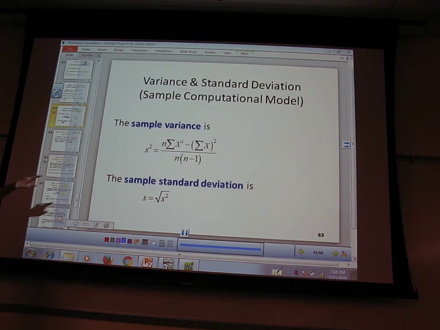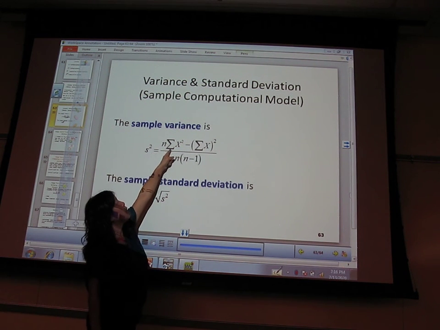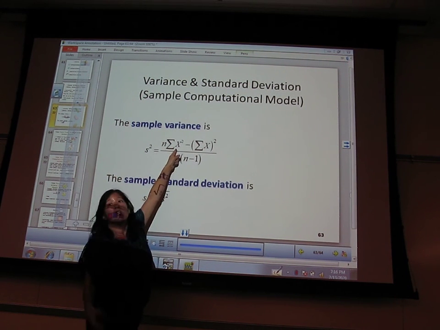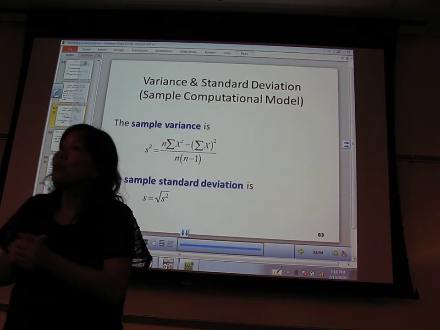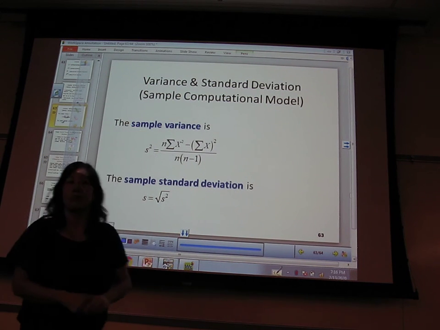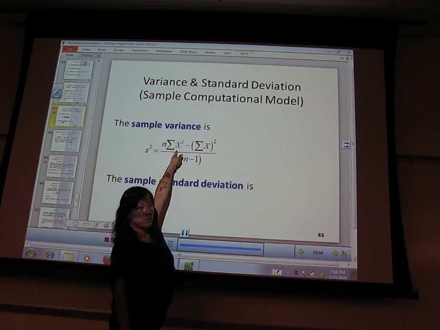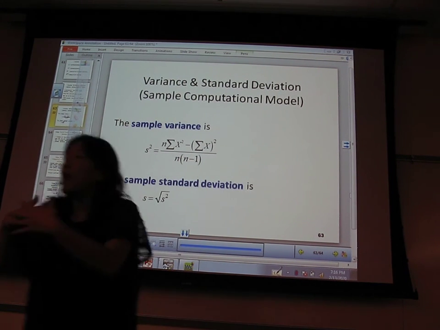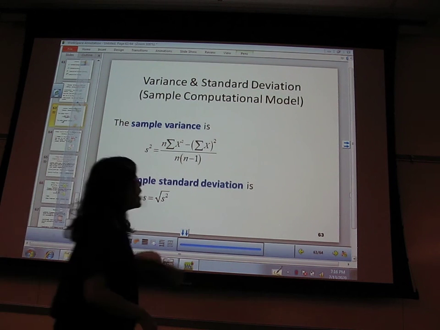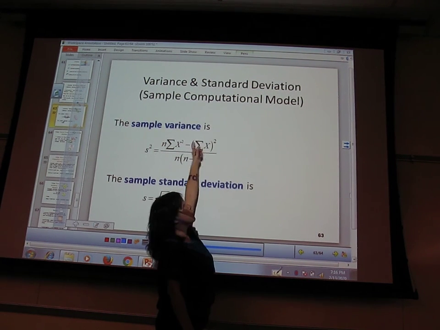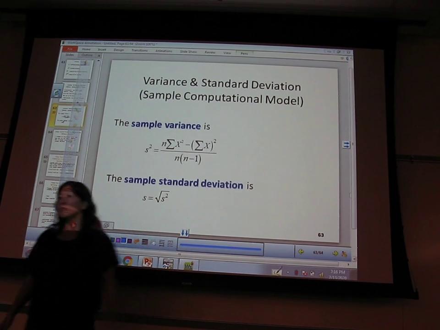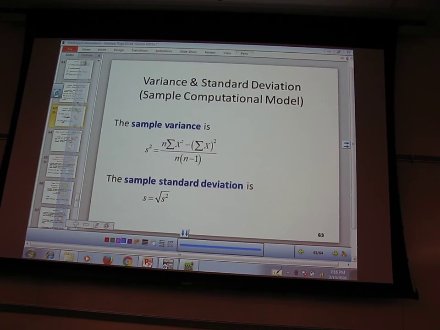So n, your sample size, times the sum of your x squareds. The sum of the x squareds means you take every x and you square it first, and then you sum them. Minus the sum of the x's squared, that means you take all your x's and add them up first, and then you square it. Divided by n times n minus 1. I think you'll need that for a few of your homework problems.